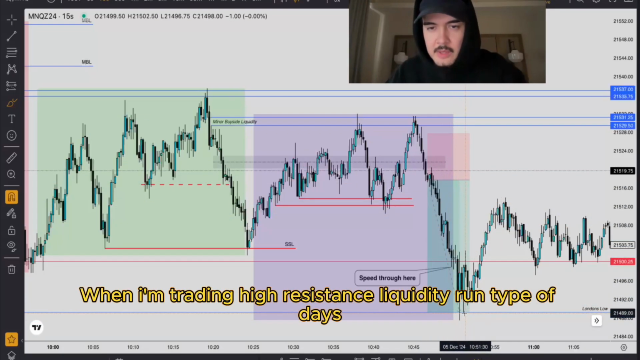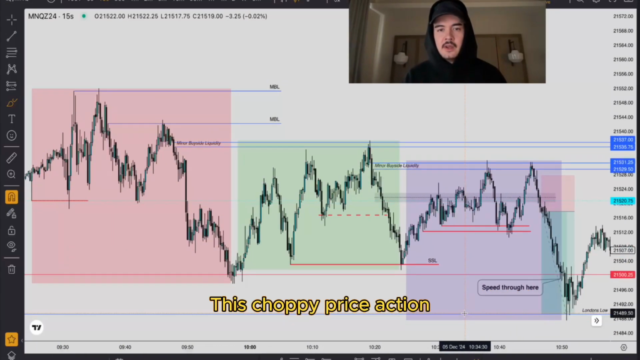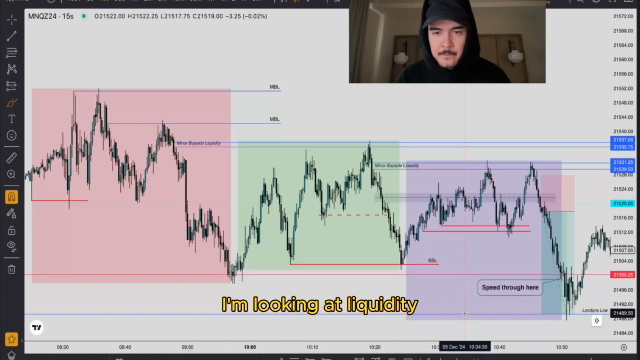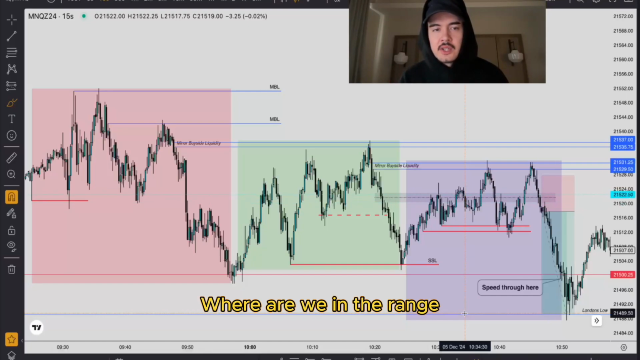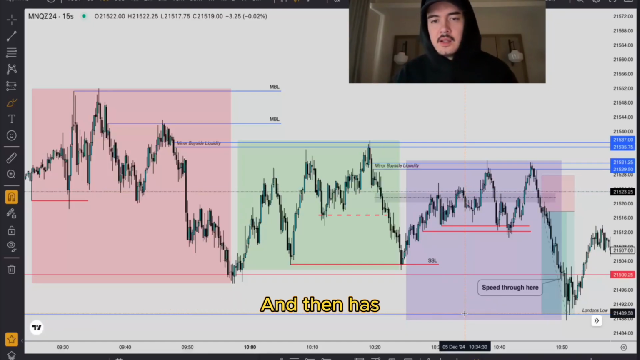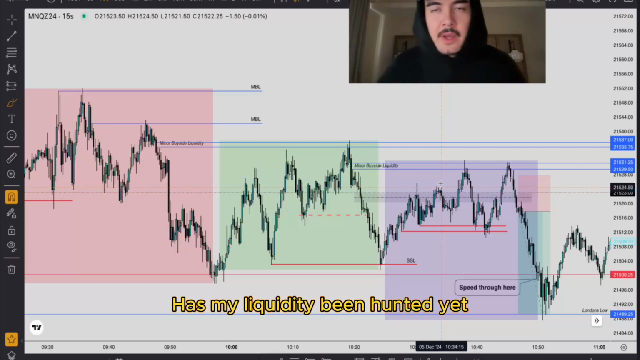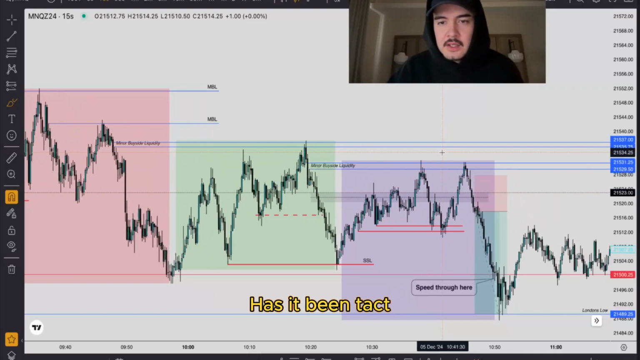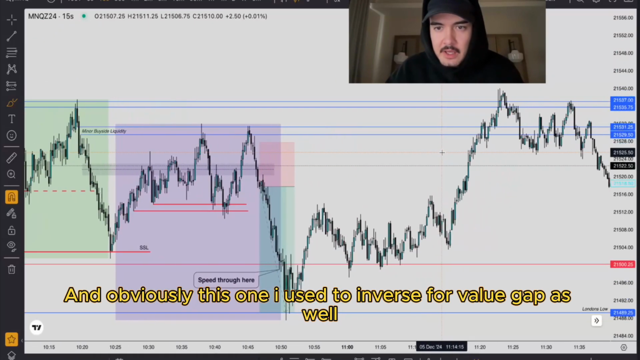So again, when I'm trading high resistance liquidity run type of days, this choppy price action, I'm looking at liquidity. I'm looking at the overall market structure. Where are we in the range? How are we respecting the range's levels? And then, has my liquidity been hunted yet? Has it been tagged? And obviously this one I used the inverse fair value gap as well.